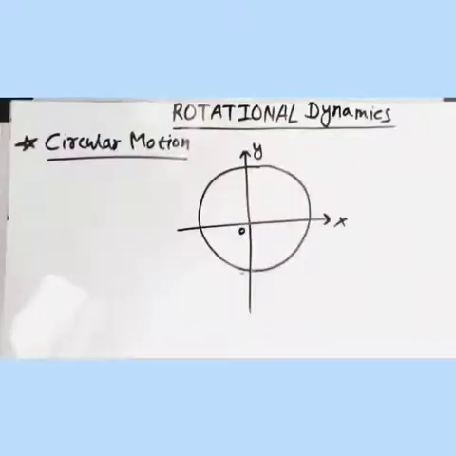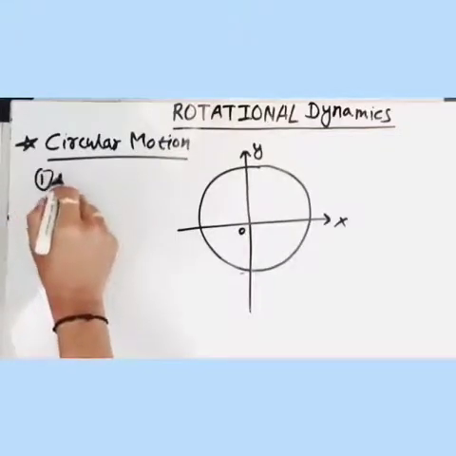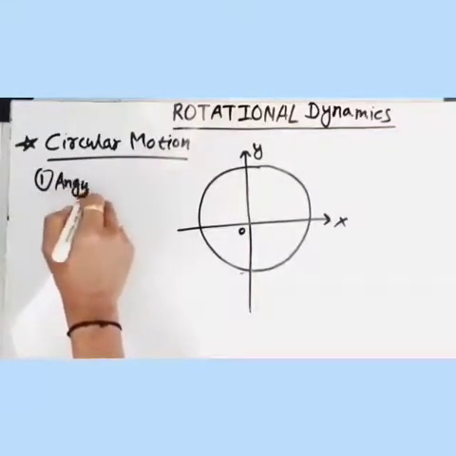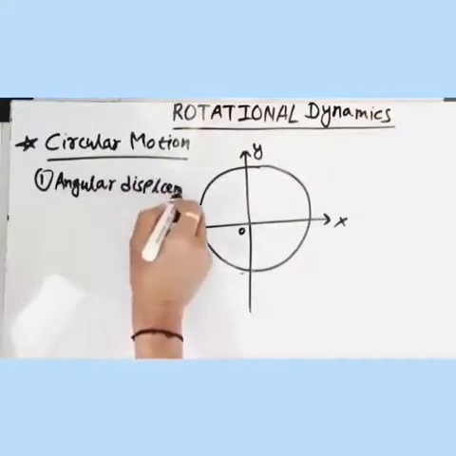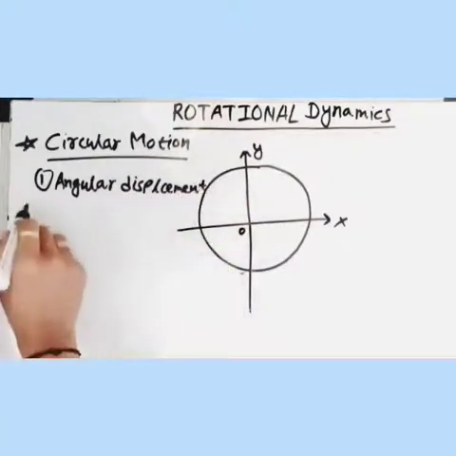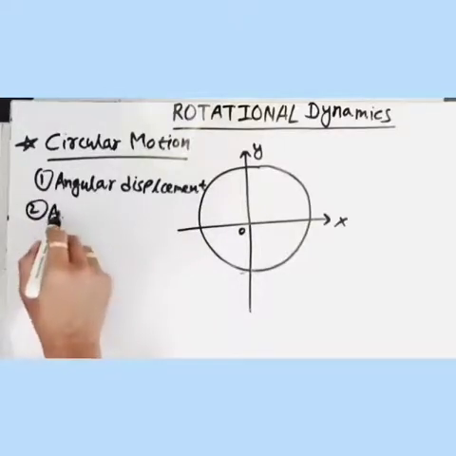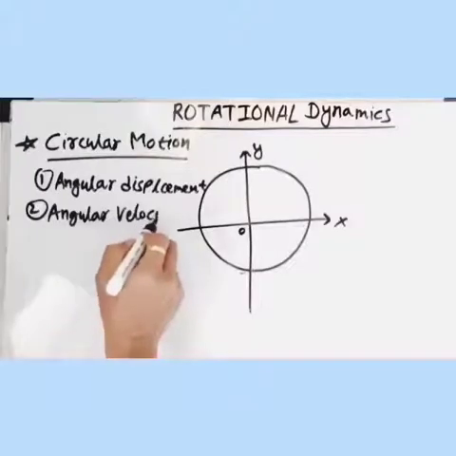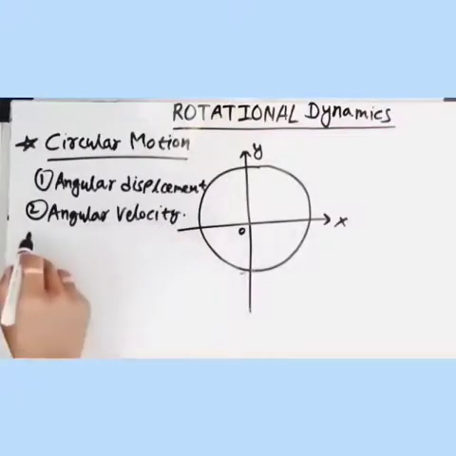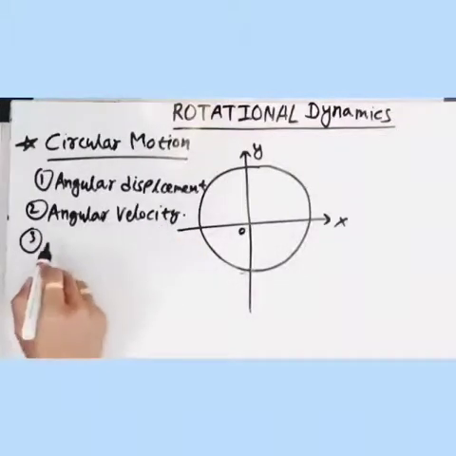In circular motion, we need to discuss different physical quantities like number 1, angular displacement, number 2, angular velocity, and number 3, angular acceleration.